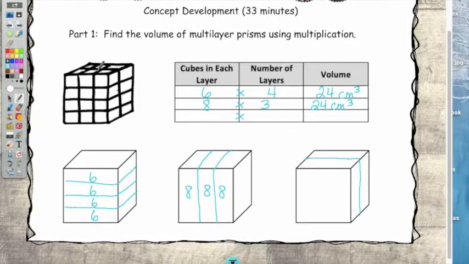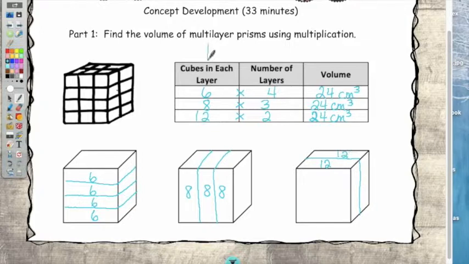The next one, I count all the cubes in the front. I'm guessing it's 12. Is that 12? Yeah. So 12 cubes in each layer. There are 2 layers, and it's 24 cubic centimeters. Now, here's the really cool thing about this.